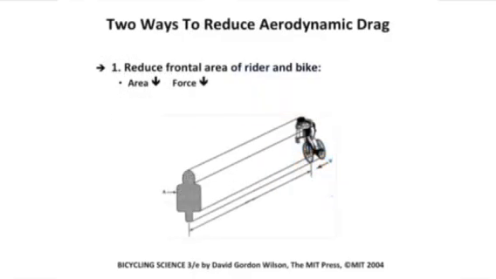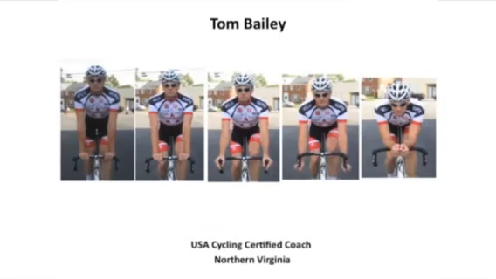There are two ways to reduce aerodynamic drag that we're going to look at in some depth. One is to reduce the frontal area of the rider and the bike. You see here that the rider is pushing a mass of air out of the way as he's riding along on the bike. Now, if I can reduce the frontal area, then I can reduce the force of the air pushing against me. This is a friend of mine, Tom Bailey. He's a USA Cycling certified coach in Northern Virginia.